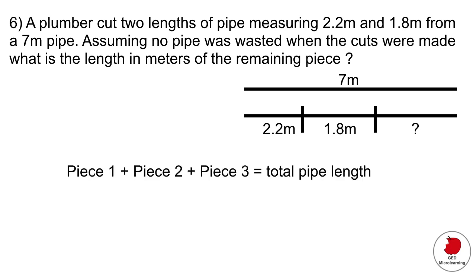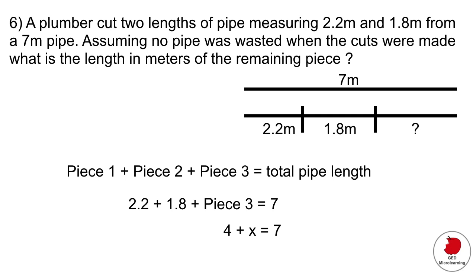So our equation would basically look like this, right? Piece 1 plus 2 plus 3 is equal to the total pipe length. We know that the first piece is 2.2 plus 1.8. The third piece we don't know, but we do know that the total length of the pipe is 7. Okay, so you would add those numbers up, and you end up with this equation. 4 plus x is equal to 7.